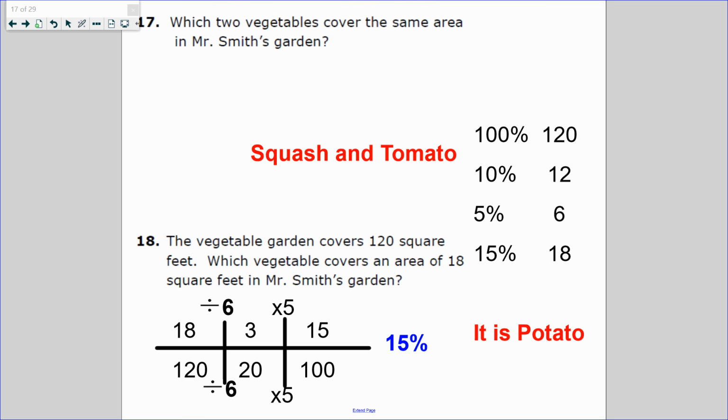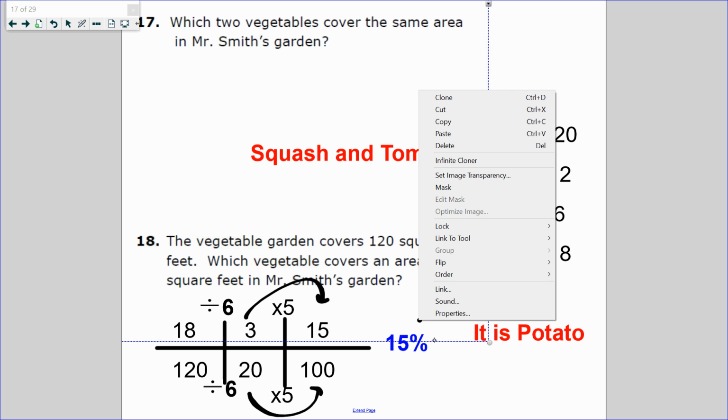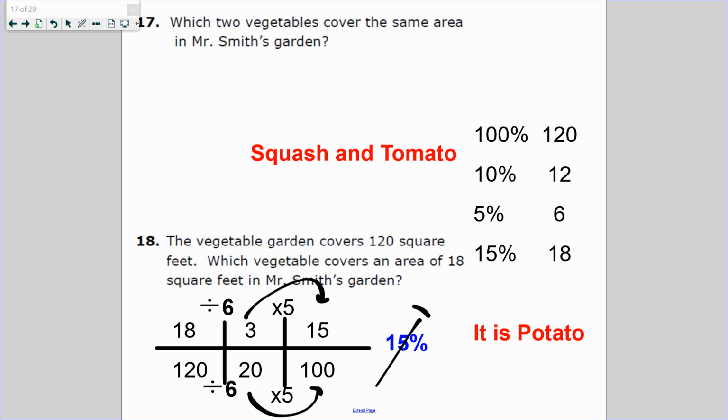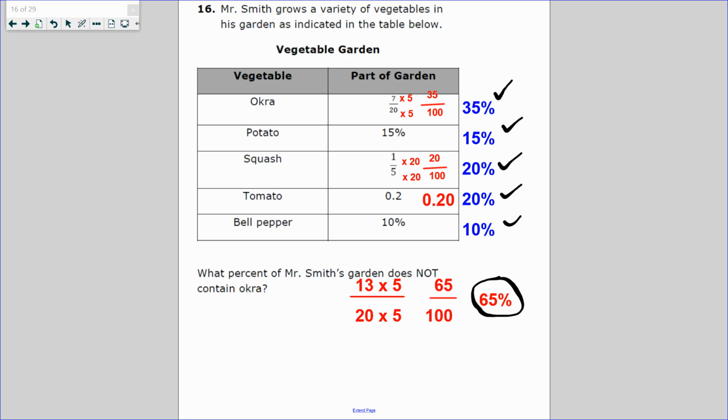And the hardest one is number 18. The vegetable garden contains 120 square feet. Which vegetable covers an area of 18 square feet? So it's 18 out of how many? 120. Can I simplify this to build it to 100%? Divide by 6, you get 3/20. Times 5, you get 15%. So which vegetable is equivalent to 15%? It is potato.